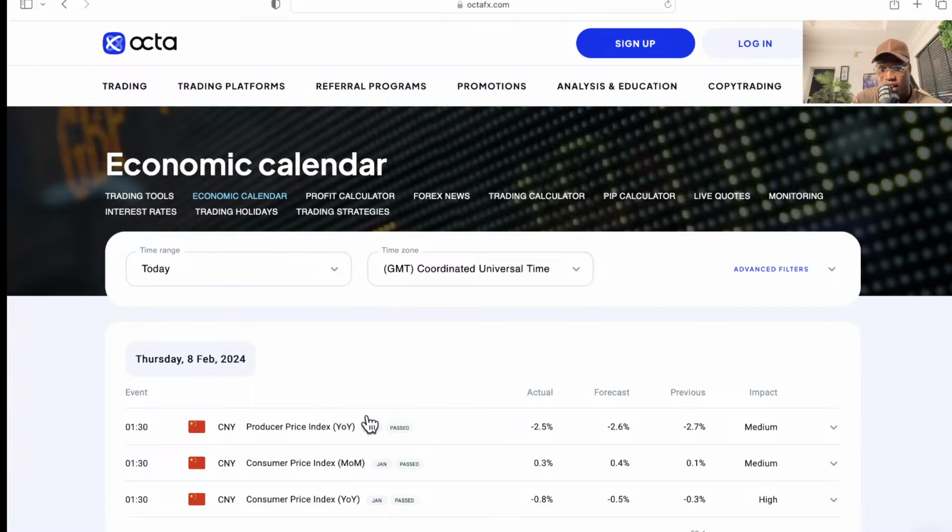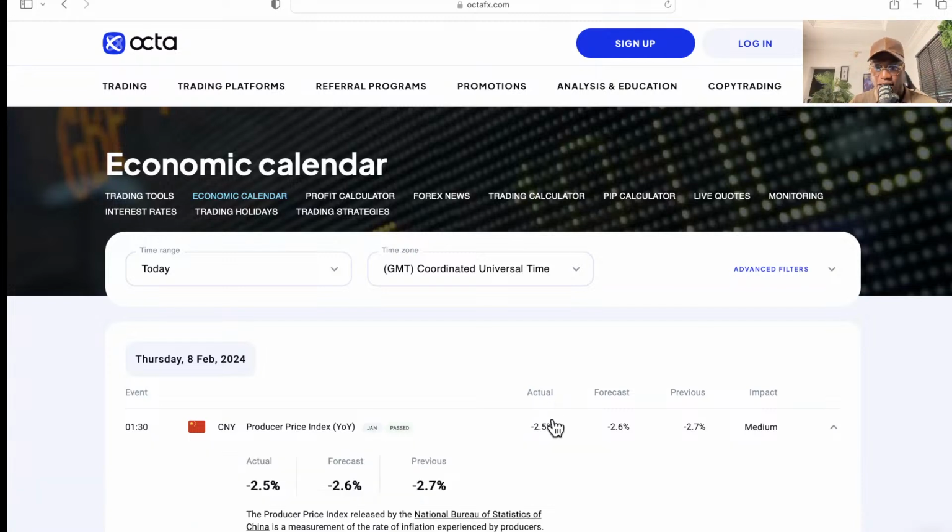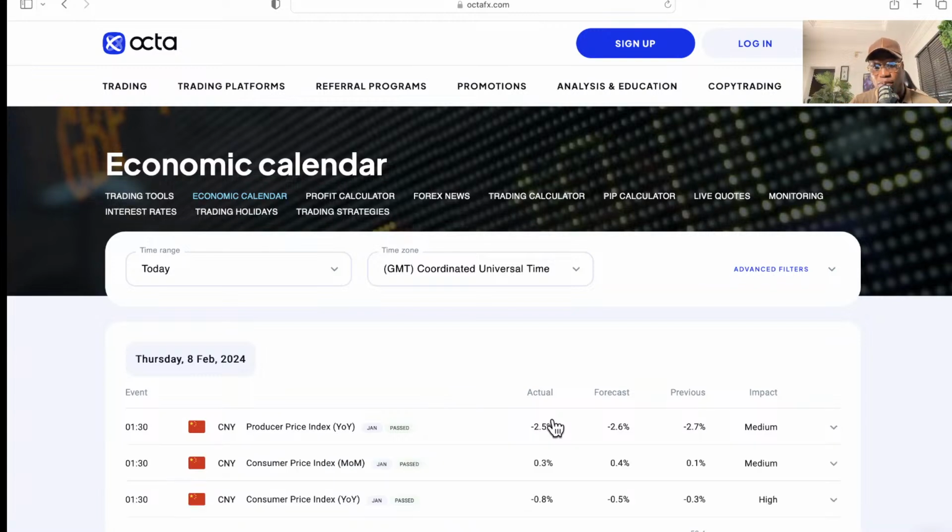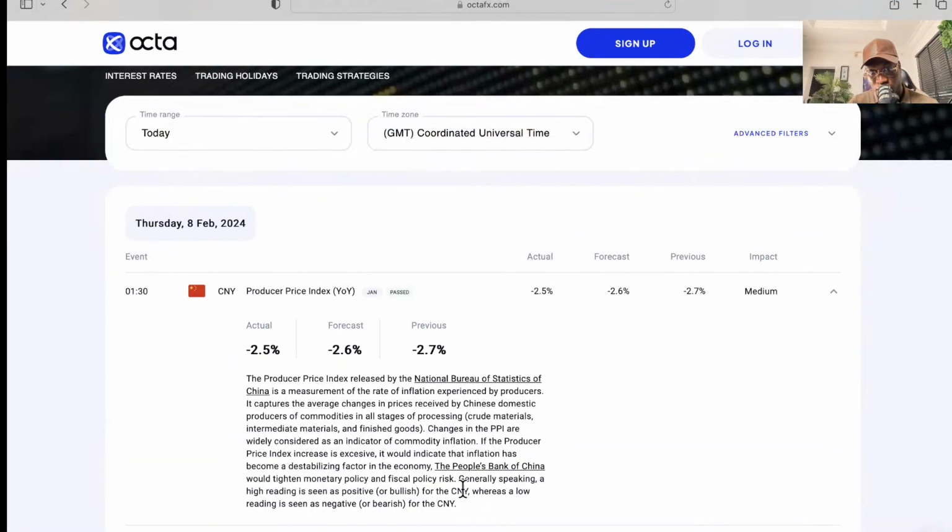And what we can now do is analyze the reports that we have and see how it impacts that currency. So if you're looking at, let's say, this report right now, you can see that the previous report was at minus 2.7. The forecast was at minus 2.5, which is just a bit higher than minus 2.7. And we got an actual report which was even lower than minus 2.7. So you see here that generally speaking, a high reading is seen as positive or bullish for the Chinese yuan, whereas a low reading is seen as negative or bearish for the Chinese yuan.